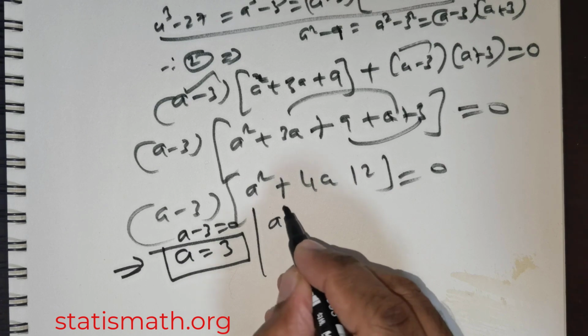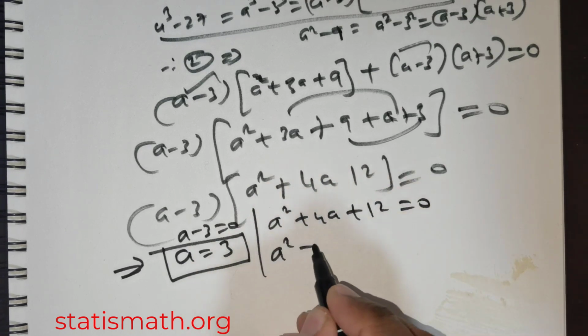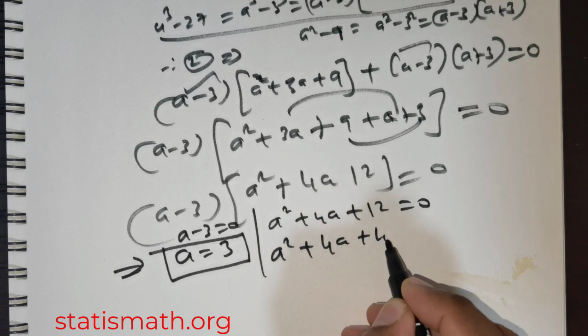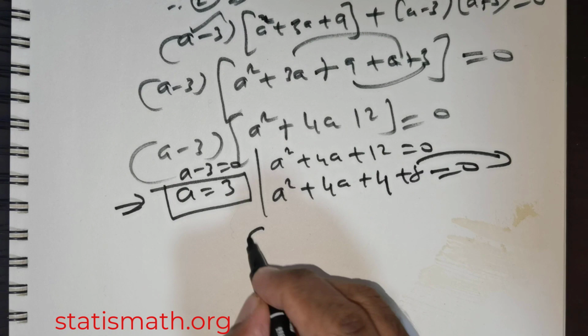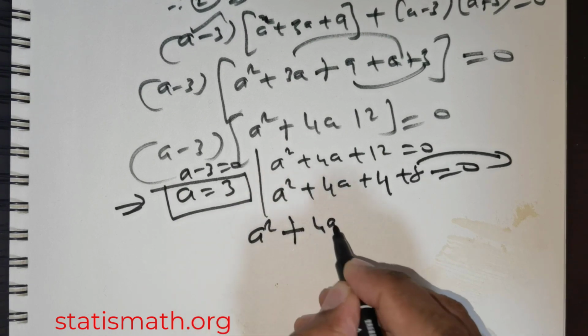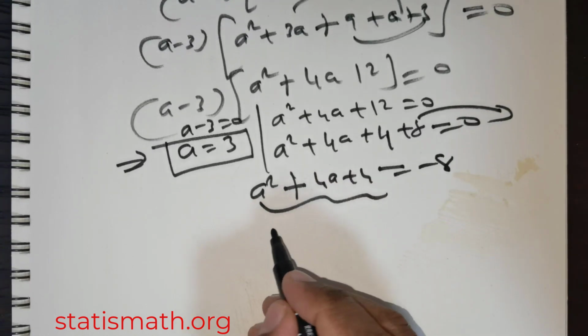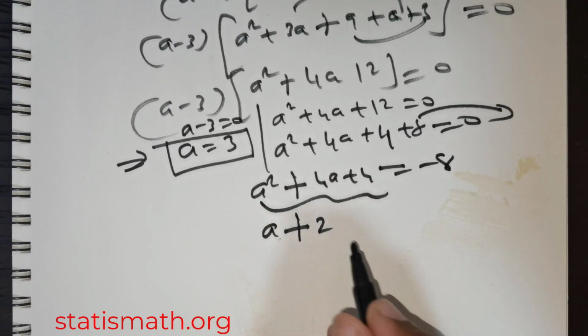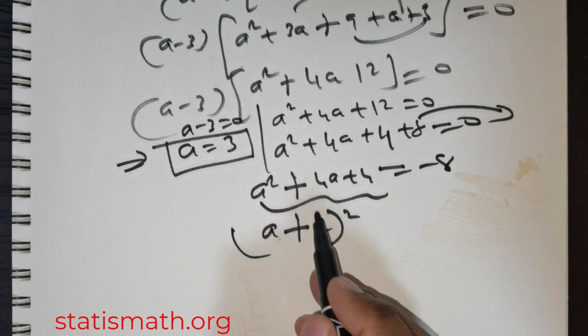Now on the other hand, you have a squared plus 4a plus 12 is equal to 0. I wish to write this as a squared plus 4a plus 4 plus 8 is equal to 0. Let me move 8 to the other side. So you get a squared plus 4a plus 4 is equal to negative 8. I can rewrite this as a plus 2 raised to the power of 2. When you expand it, you get a squared and then 4a plus 4.